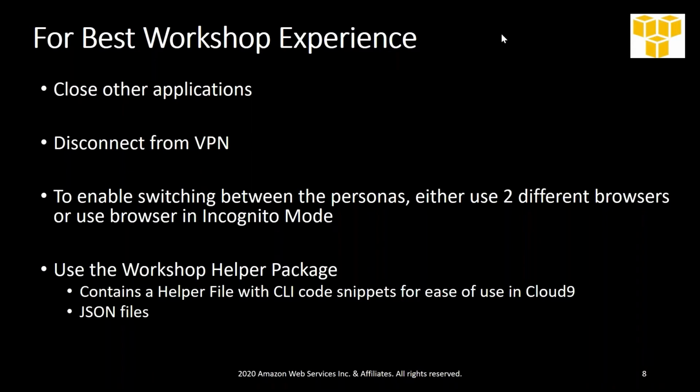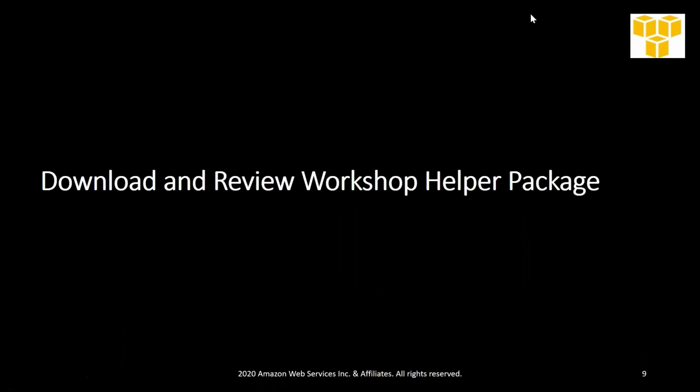So let's actually take a look at the workshop helper package. It contains 3 sets of files. There is a PDF, which is the PowerPoint deck that I'm using here for the session today. And it contains a whole set of JSON files and a helper file that contains code snippets for executing. So I'm going to now take the time for all of us to download that workshop helper package. Use the chat window in case you have not gotten access to the file set.